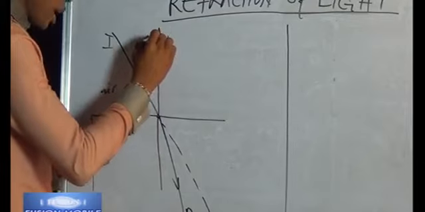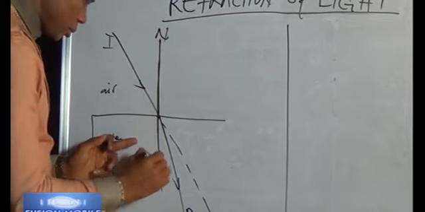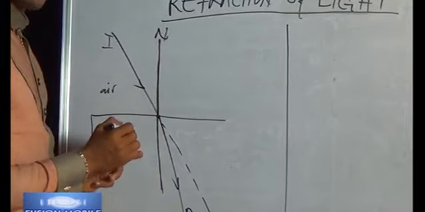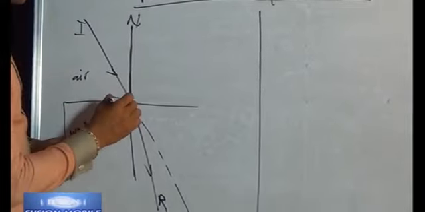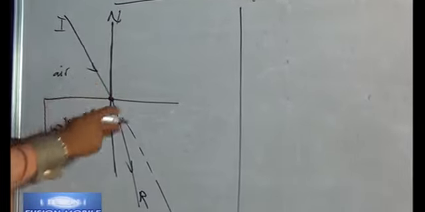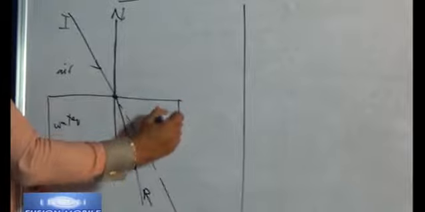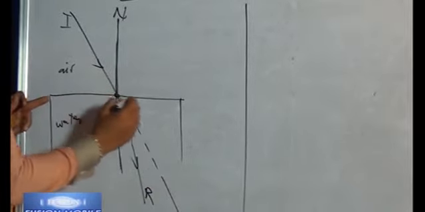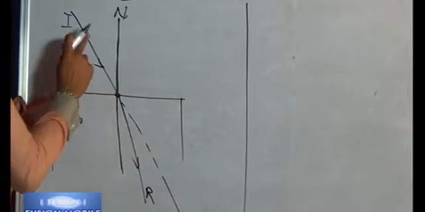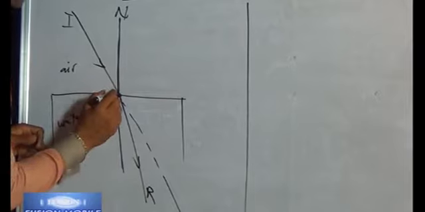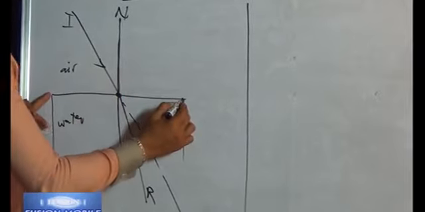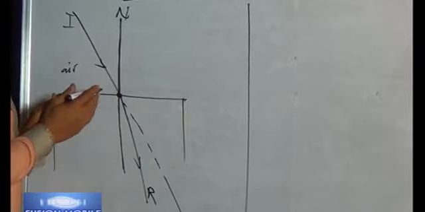So the first law of refraction says that the incident ray I, the refracted ray R, and the normal N, this line. I didn't say the normal ray, the normal, that at the point of incidence all lie on the same plane. Look at where they are lying. All of them are on this plane. 1, 2, 3. At this point of incidence, all lie on this plane. That is the first law.